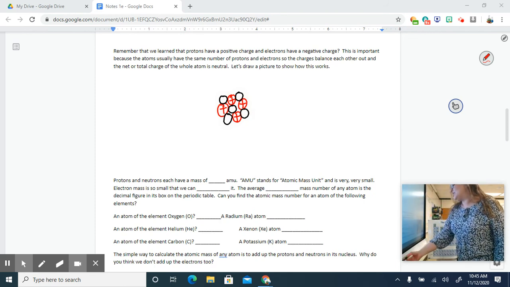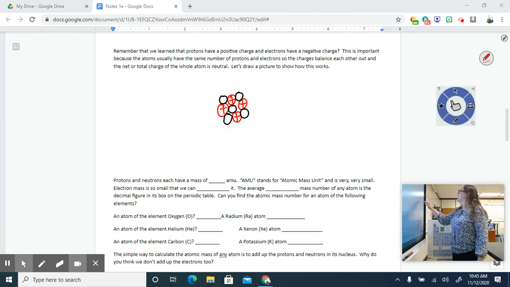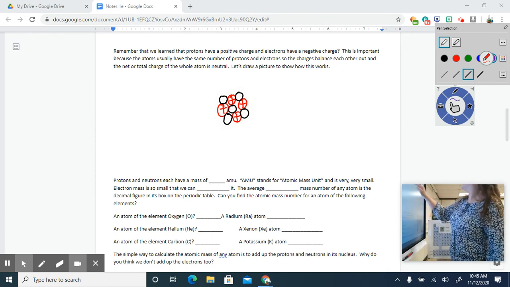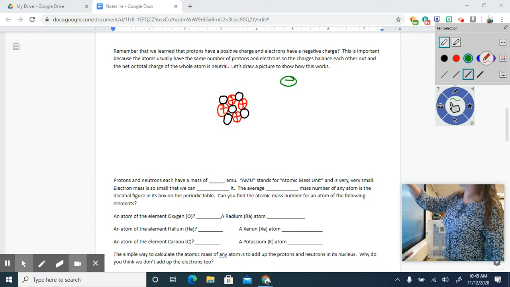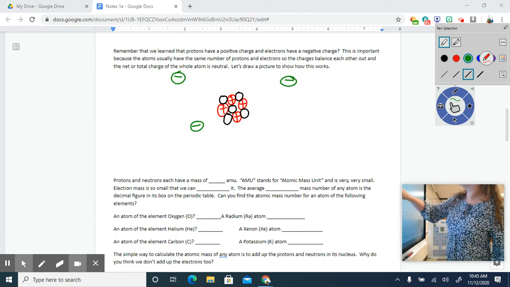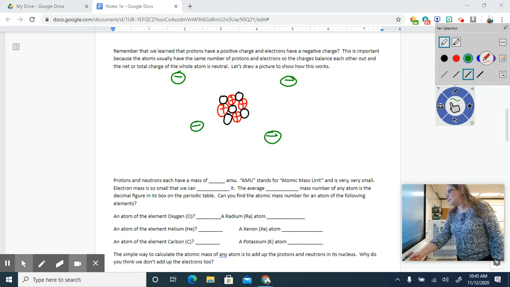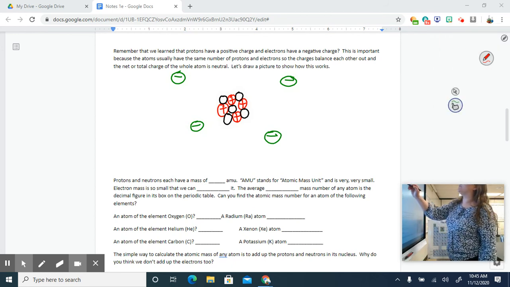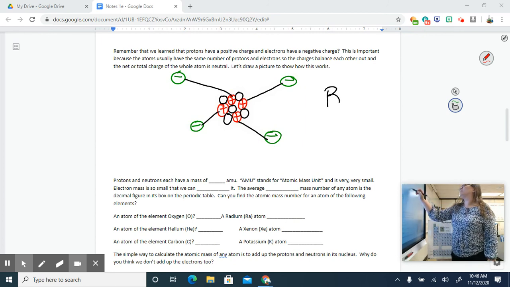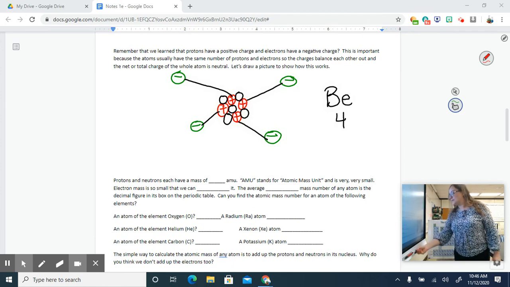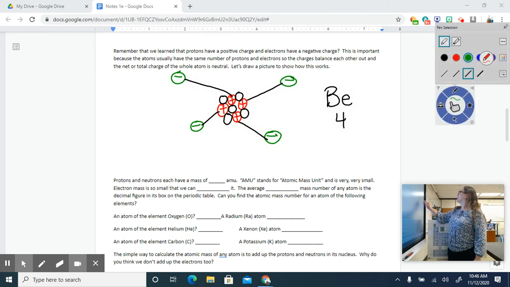I haven't been able to change the color on this. Oh, I can do it with this though. Okay, and then we'll do 1, 2, 3, 4 electrons in the cloud. And what I want us to pay attention to is the fact that there is 1 positively charged proton for every 1 negatively charged electron.